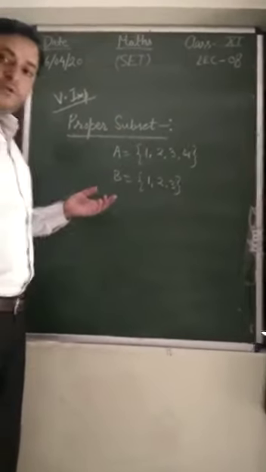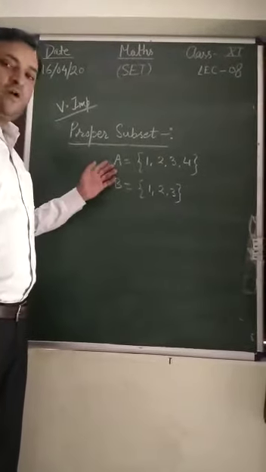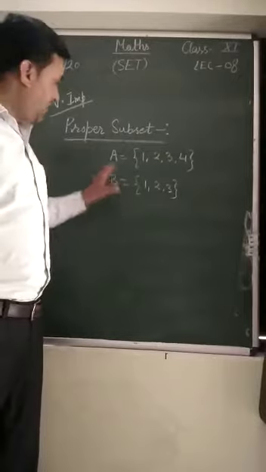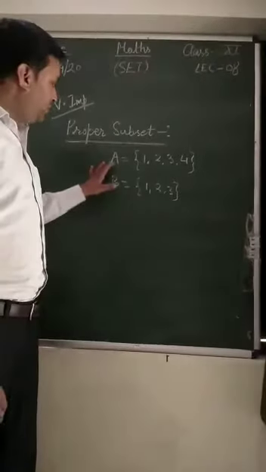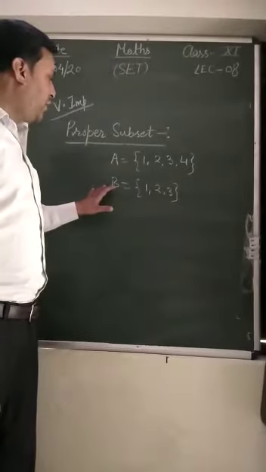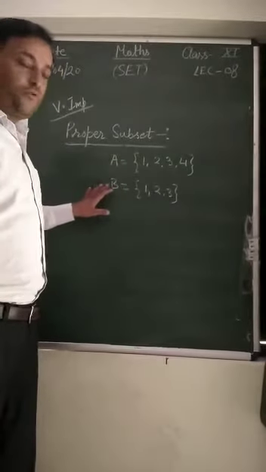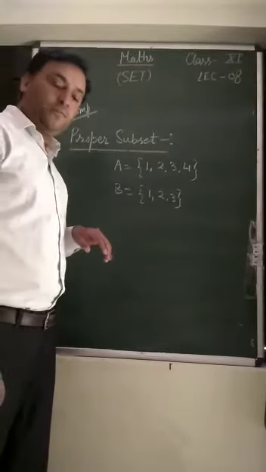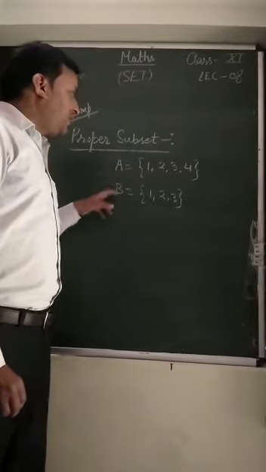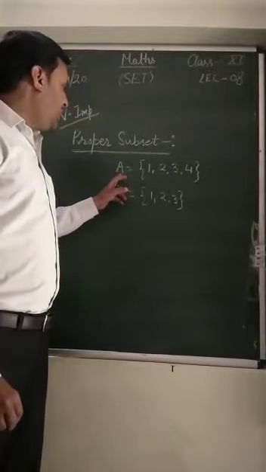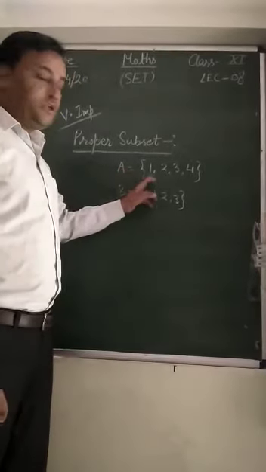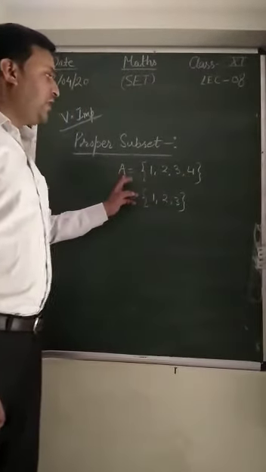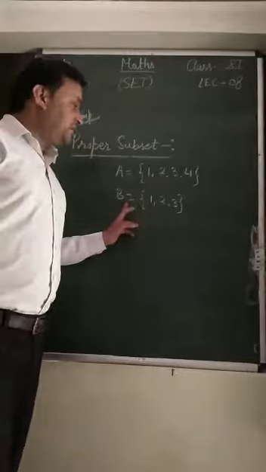What is the definition? If B is a subset of A, or A is a subset of B, same thing, and A does not equal B. In this example, the condition A does not equal B is fulfilled. So here we can say that B is a proper subset of A, because these two sets are not equal, because the number of elements in A is more than the number of elements in B.